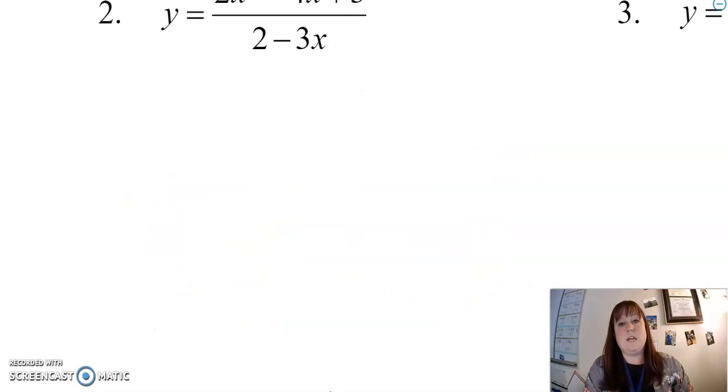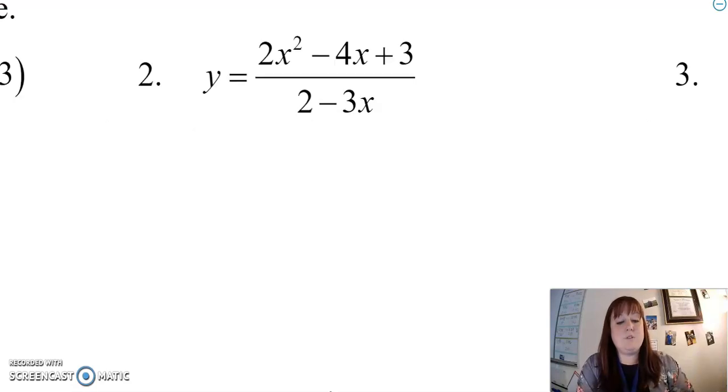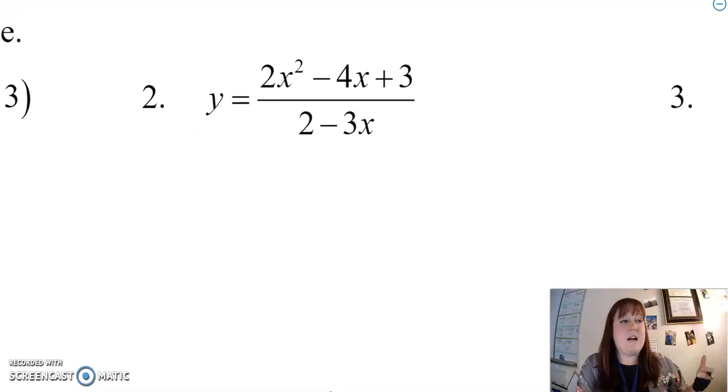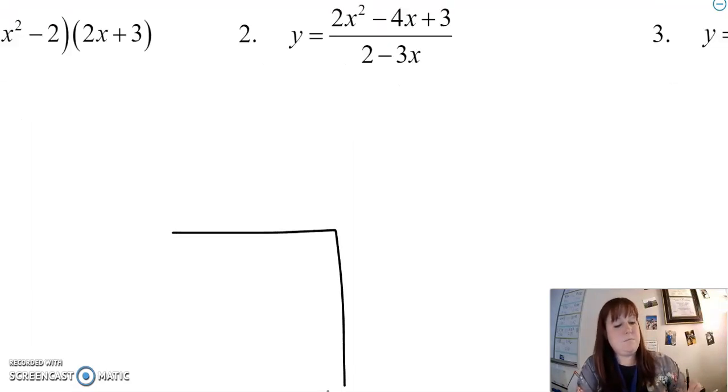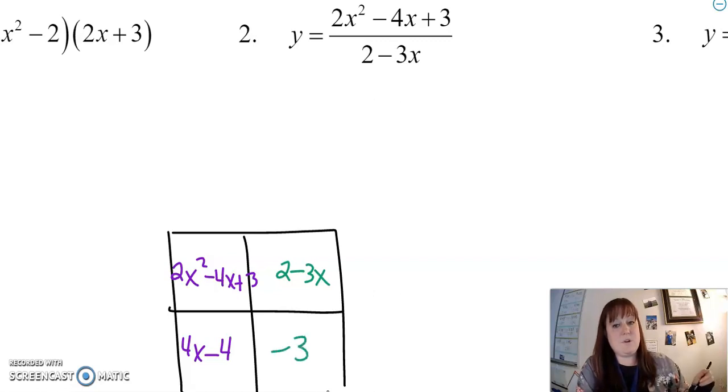Okay. Here we have a quotient, and we need to find the derivative of this quotient, okay? So, again, we have to use the quotient rule because we don't know how to divide all of this. So, let's make ourselves a table. We'll have f of x up here, which is 2x squared minus 4x plus 3. And then g of x is 2 minus 3x. Okay, so then f prime is 4x minus 4, and g prime is negative 3.